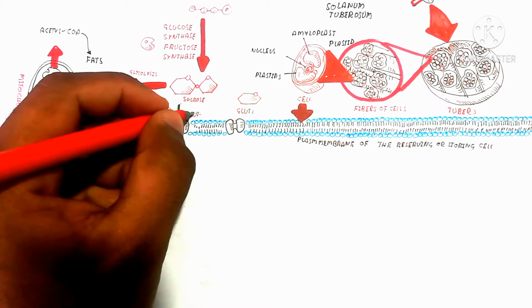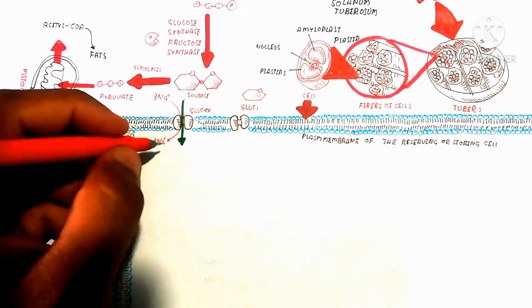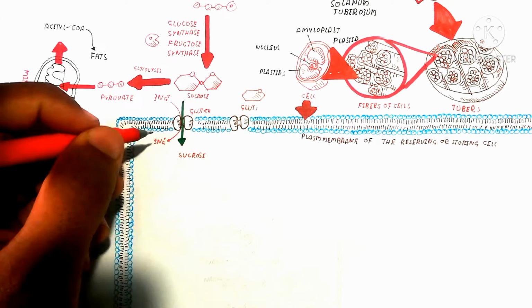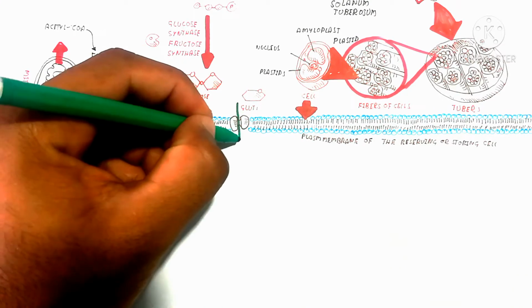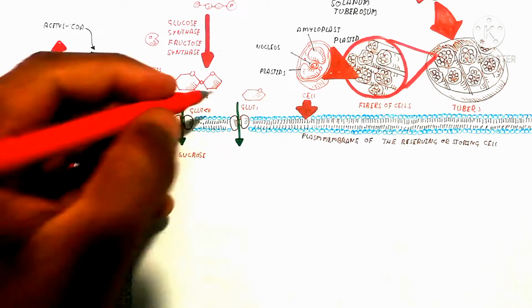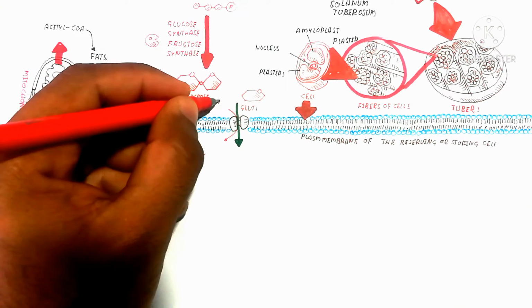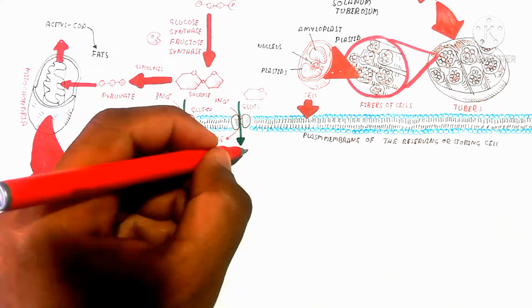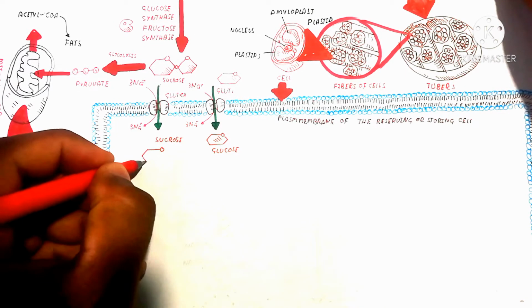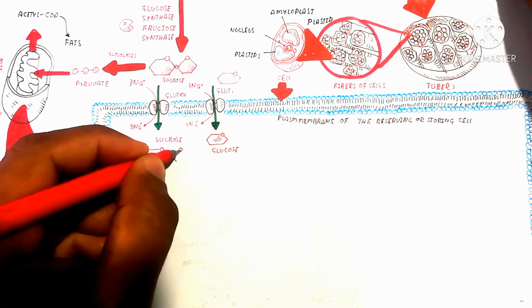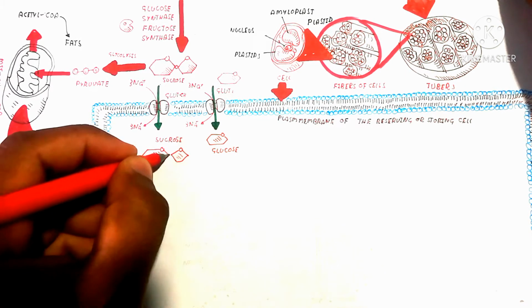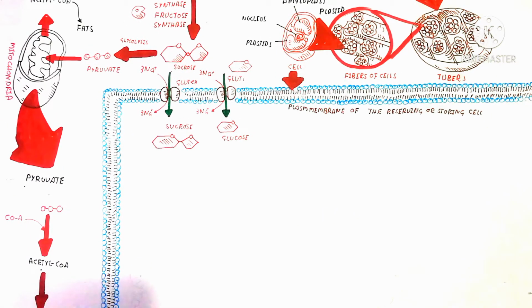Passive transport is used for diffusion without ATP, due to the osmotic gradient. So here the sucrose or glucose will enter into the cytoplasm, the cytosol. Inside the cytosol, sucrose or glucose enters. So we will discuss the whole concept.